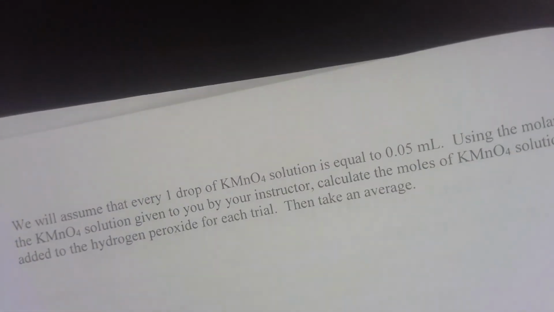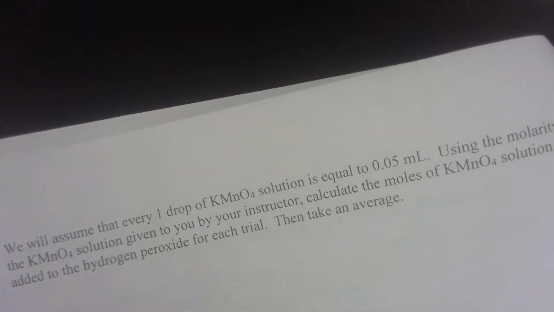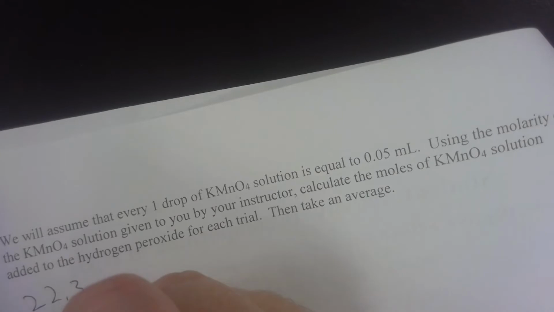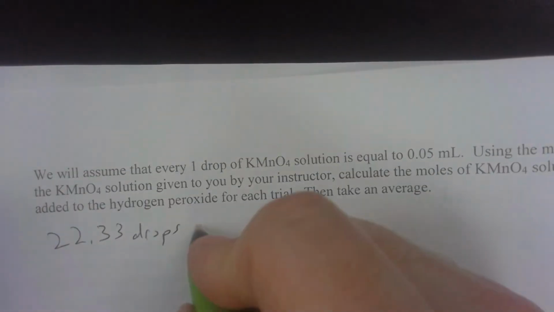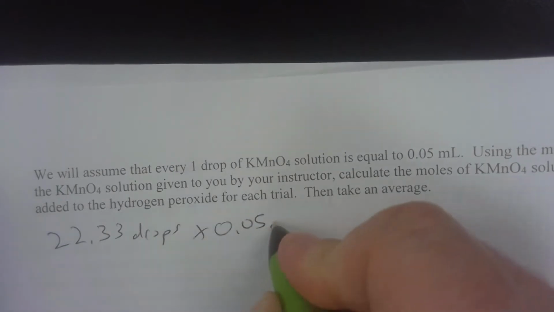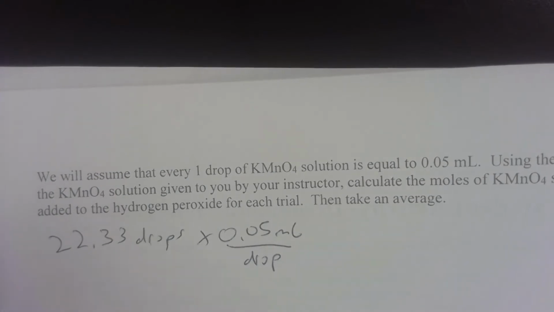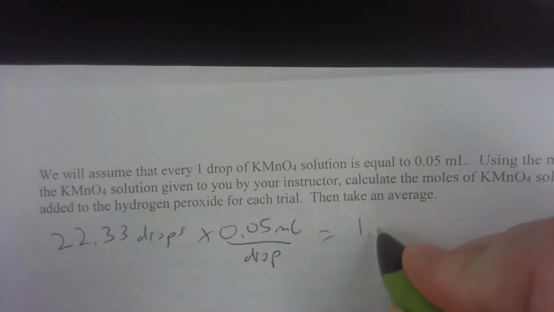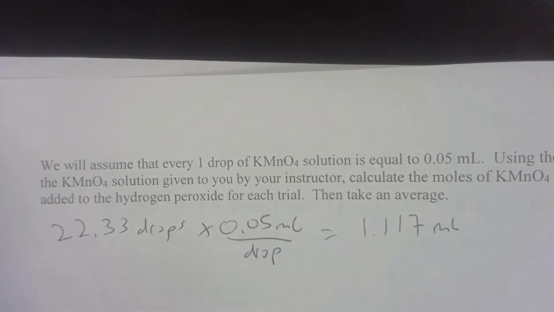So first things first, let's do the average. So I have 22 plus 23 plus 22 divided by 3. On average, I added 22.33 drops. If I'm assuming it's approximately 0.05 milliliters per drop, then on average, every drop was about 1.117 milliliters. We're not going to worry too much about significant figures right now. We'll do it at the end.